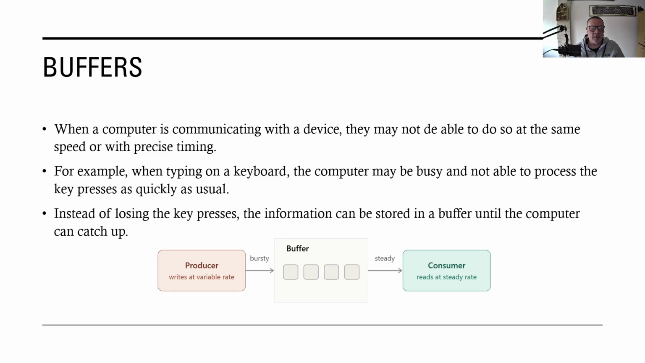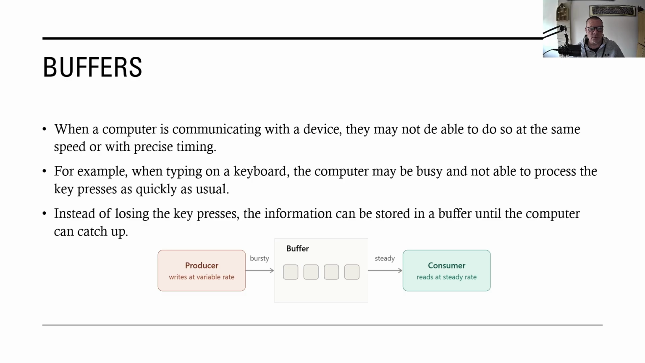Okay, let's have a look at buffers. When devices are communicating, they may not be able to do so at the same speed. One may be able to produce data faster than the other one can process it. And also there may be a problem with timing. They may not be able to precisely coordinate or synchronize the timing of those operations.